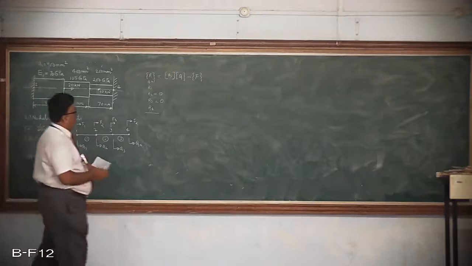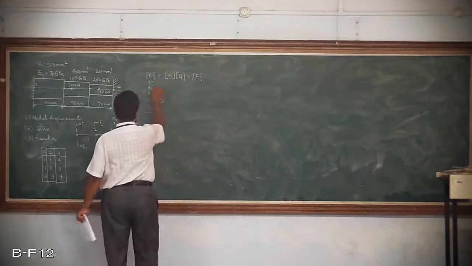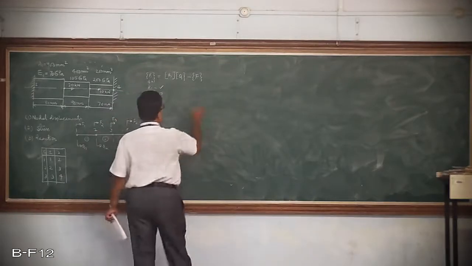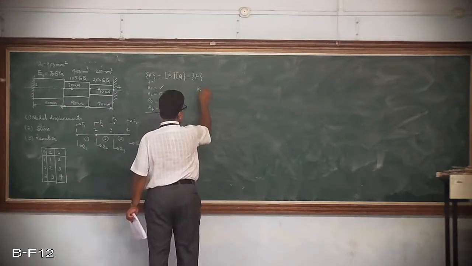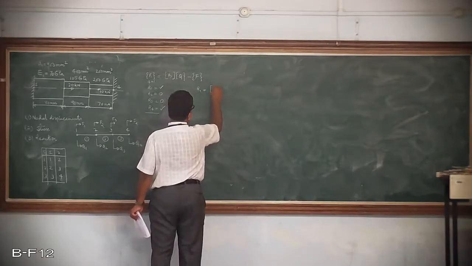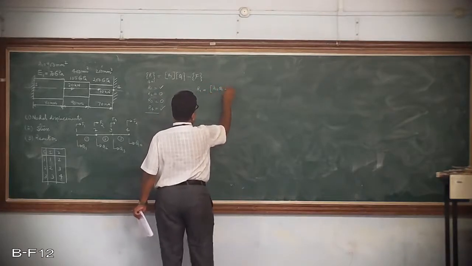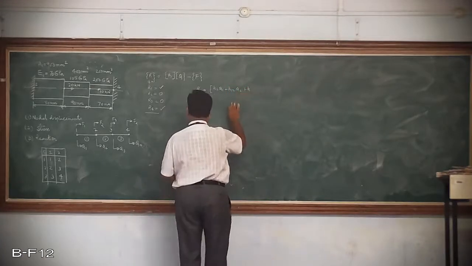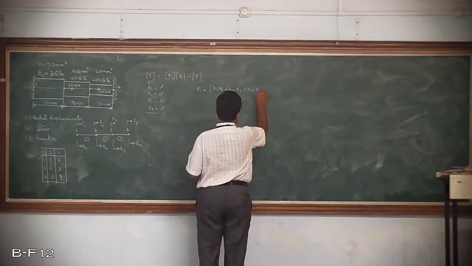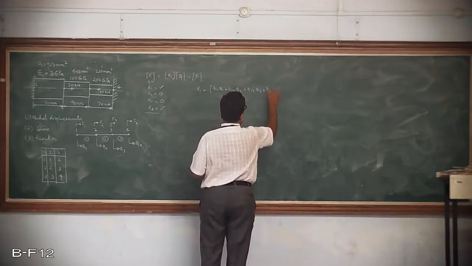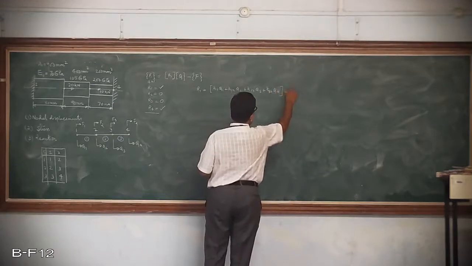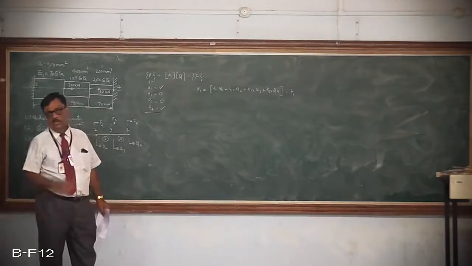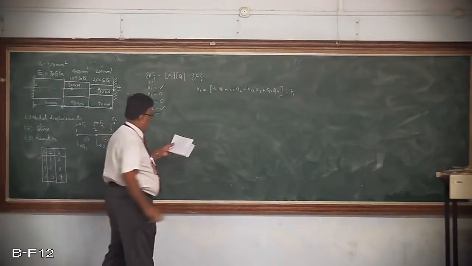So if you take the other method of finding, let us say R1, we are interested in only R1 and R4. In the last lecture, I have already told you, if you want to find out R1, we need to use K11 Q1 plus K12 Q2 plus K13 Q3 plus K14 Q4 minus F1. So if you use this equation, automatically you will get the reaction at the first support. So let us quickly take that.